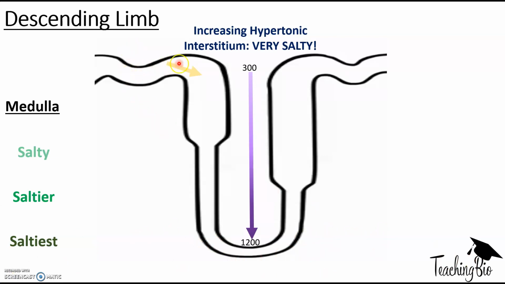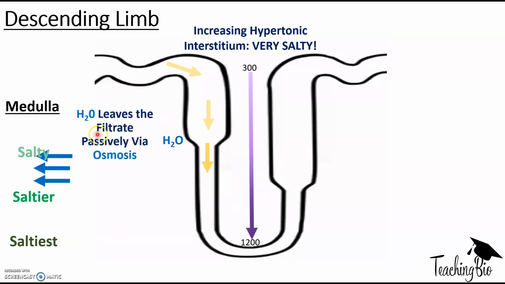So, following on from before, here is our filtrate from the proximal convoluted tubule, and it's moving along down the descending limb of the loop of Henle. And as it goes down, it starts losing water because there's a high water potential here and a low water potential here. So water starts leaving, moving down the water potential gradient by osmosis. So it leaves the filtrate passively via osmosis. Now, because water's leaving, the filtrate starts becoming more and more concentrated, which logically makes sense. So now it's much more concentrated.